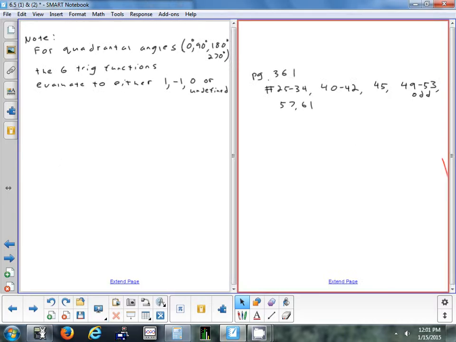All right, so the homework for tonight, it's on page 361, same section as last night: 25 to 34, 40 to 42, 45, 49 to 53, and the last part, 57 and 61, that's the last example I just did. So if you have any trouble with that, we'll look carefully at those two tomorrow.